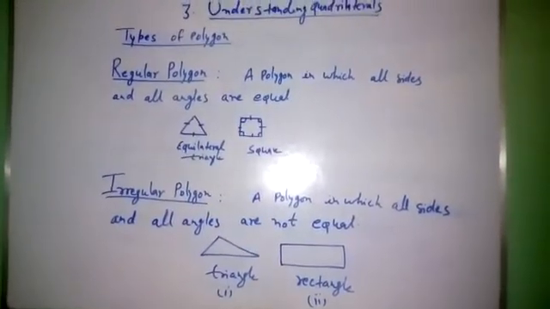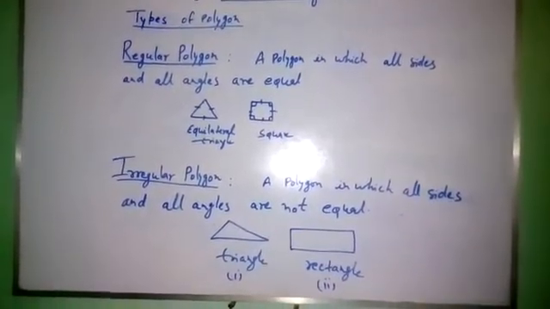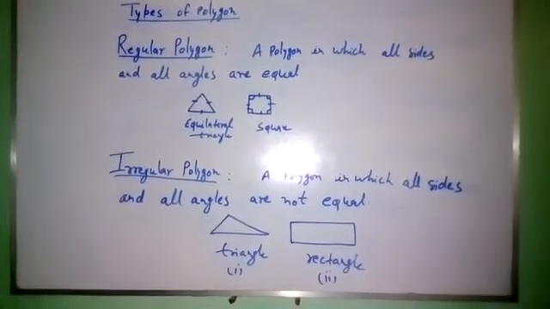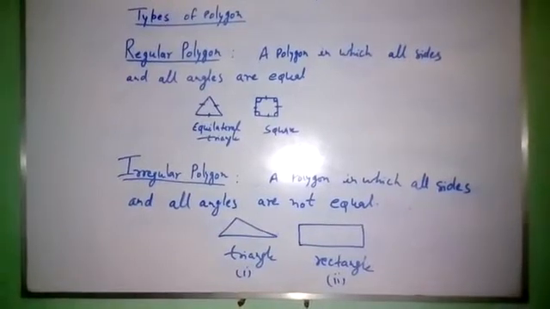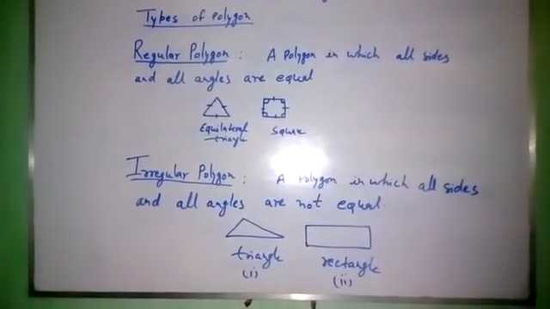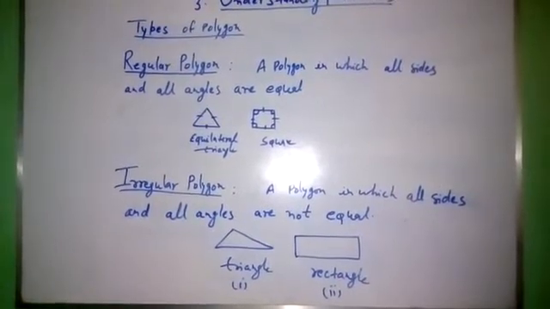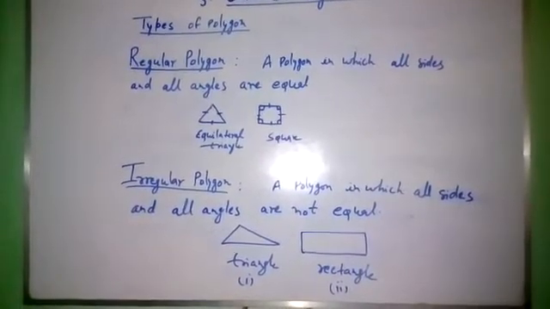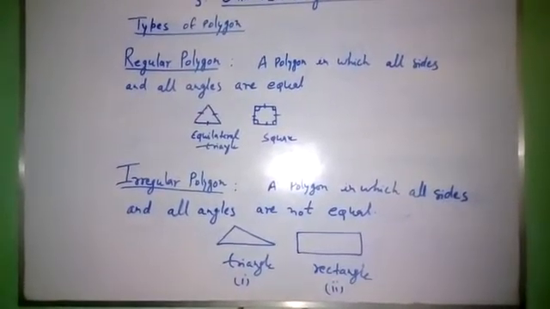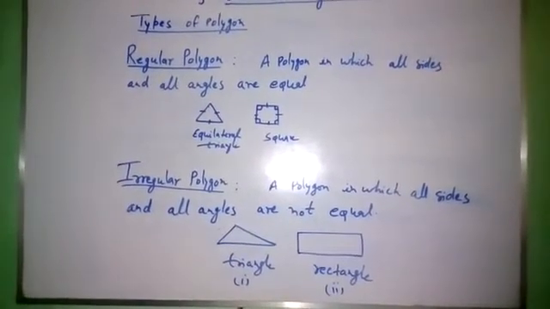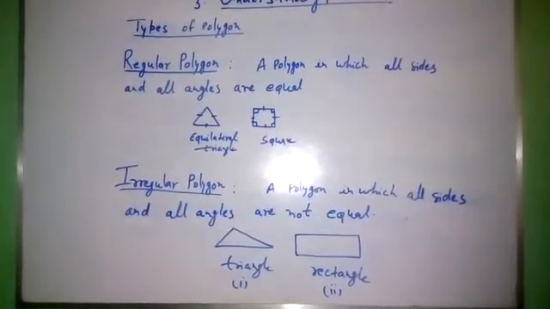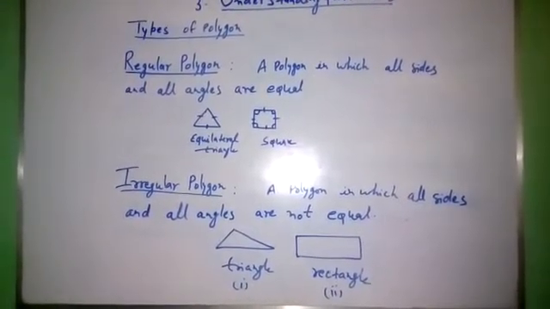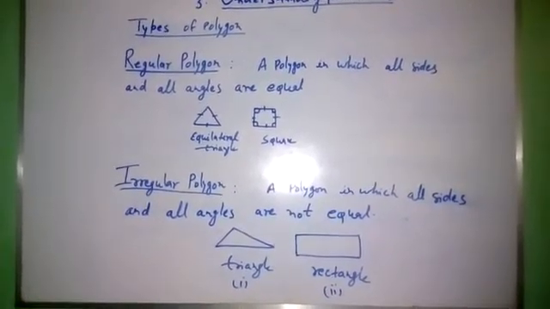Now regular polygons: a polygon in which all sides and all angles are equal. For example, a square. As we know, in a square all sides are equal and all angles are also equal. And another is the equilateral triangle, as we learned in previous classes. So this is called a regular polygon, in which all sides and all angles are equal.